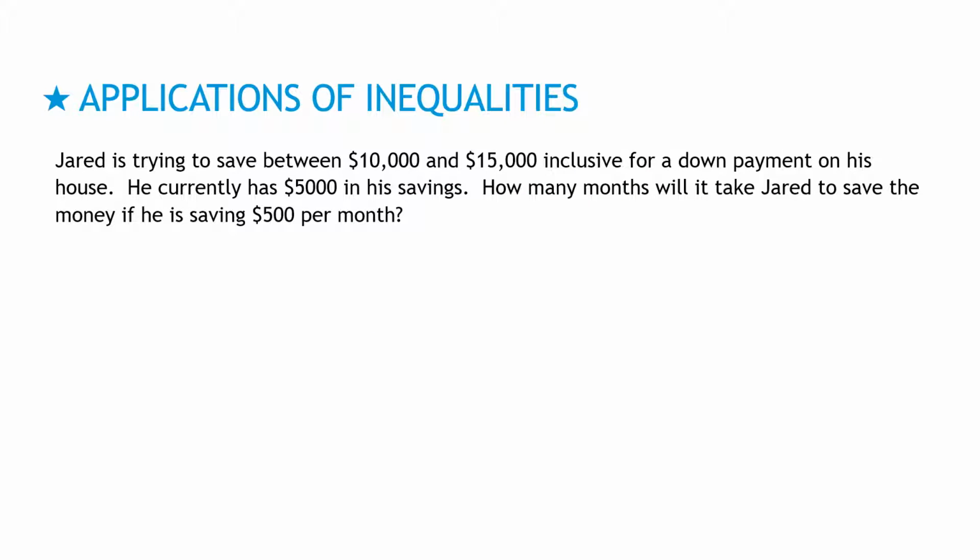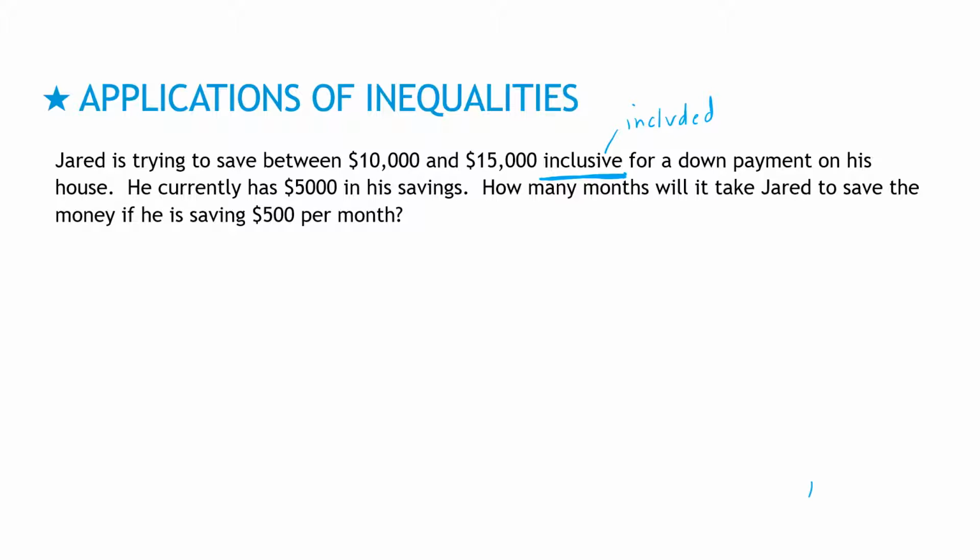One more for you to try on your own. So press pause, try this question, then press play to see how you did. It says Jared is trying to save between $10,000 and $15,000 inclusive. So this word inclusive, in case that one threw you, means that the values are included in the solution. So it's okay to have exactly 10,000. It doesn't have to be more than 10,000 or less than 15. It can include both of those values.